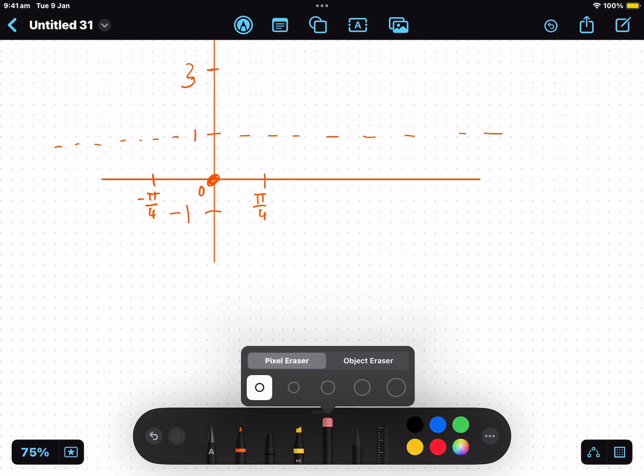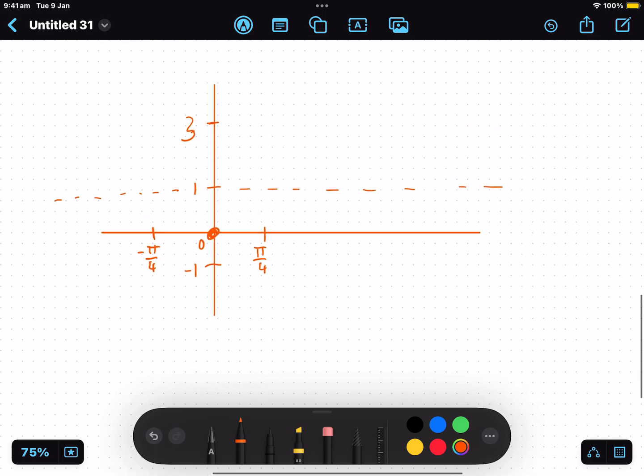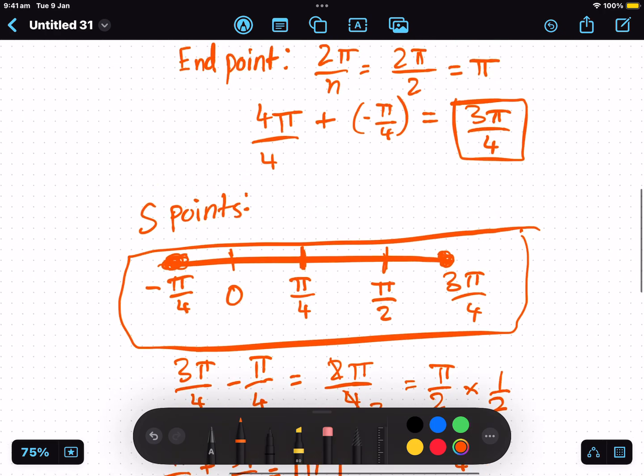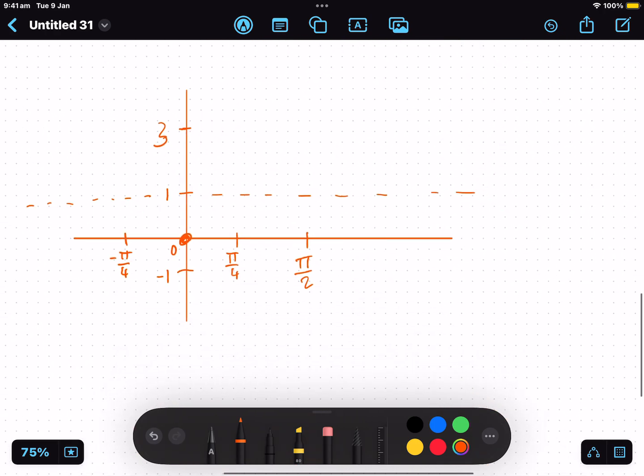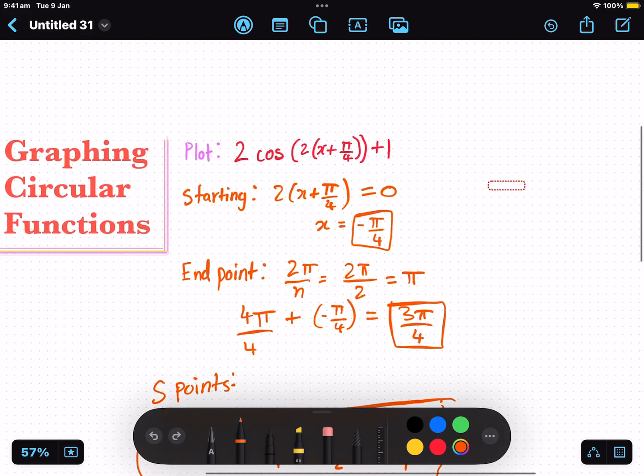Our next point was pi on 4. Wait, let me just fix this up. This is kind of annoying to look at. Alright. Pi on 4, pi on 2, and 3 pi on 4. So this is one period, right? One wave. So we've got one wave. But now let's just clarify. So we've got everything, right?